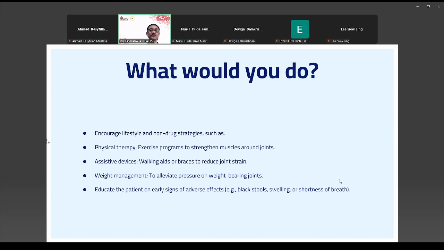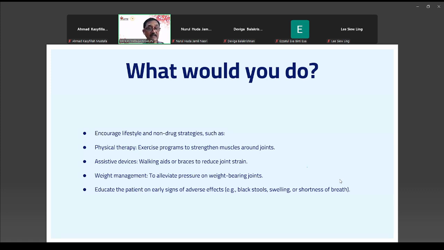So what else would you do? Non-pharmacological treatment. With any patient, just tell them about non-pharmacological options. They will be happy not taking medicine. But again, tell them about lifestyle changes such as physical therapy and an exercise program to strengthen the muscles around the joint. Usually non-weight-bearing exercise will be good for osteoarthritis. Walking aids and braces reduce joint strain.